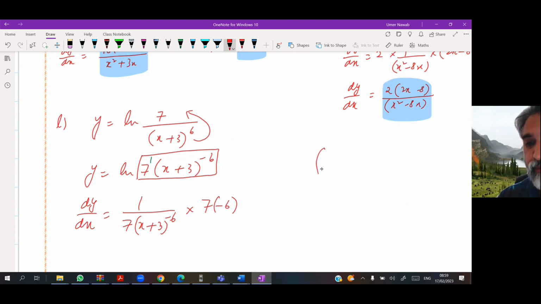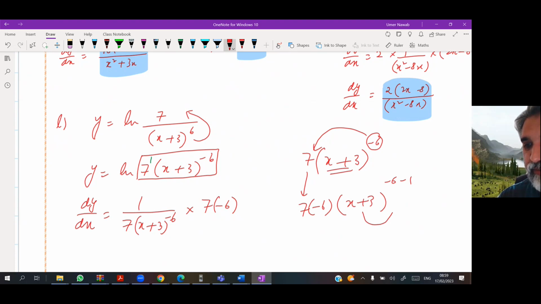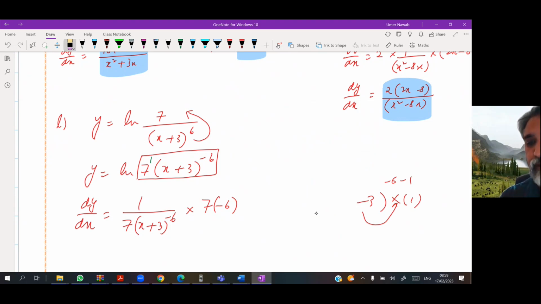I want to find the derivative of (x plus 3) raised to minus 6, times 7. So 7 comes as it is. For this minus 6, apply the power rule. Minus 6 goes back and minus 6 minus 1, keeping x plus 3 as it is. And the further derivative of x plus 3 is 1. So I'm going to copy here: minus 6 is back, and from the power I take off 1, and x plus 3 is kept as it is. Further derivative of x plus 3 is 1.